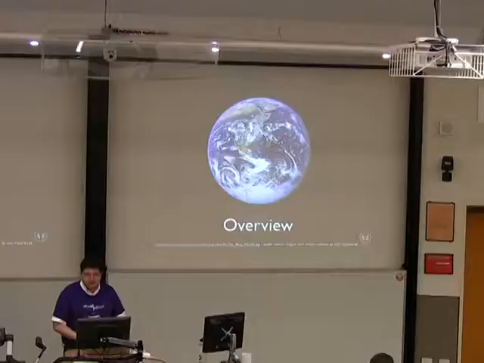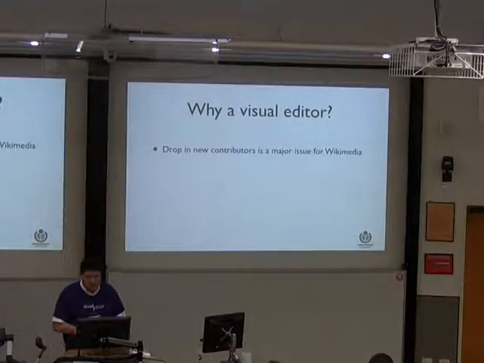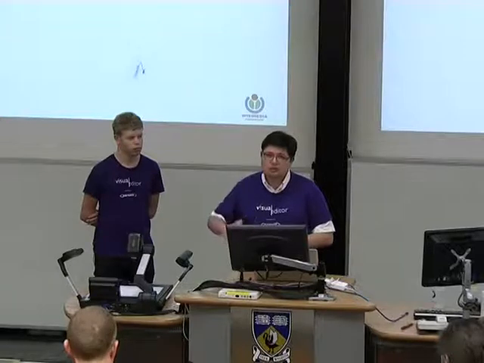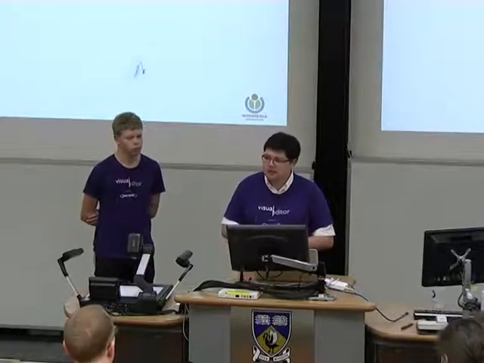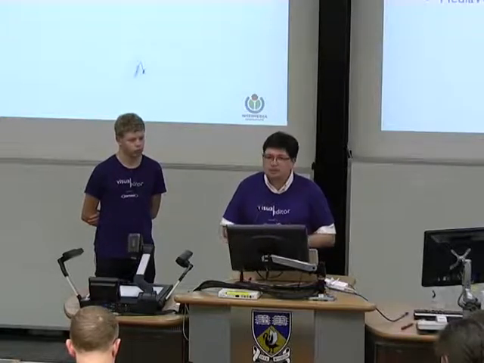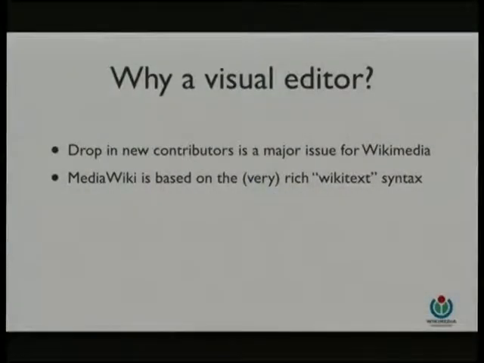So a brief overview, why on earth are we building a visual editor? Well, frankly, the big issue that we are facing on Wikipedia and other Wikimedia properties is that there's been a massive drop-off in the number of users who are editing. Long-term contributors less so, but short-term one-off contributors has fallen quite substantially since about 2007. This is a really major issue because, of course, the people who volunteer to write Wikipedia are the reason Wikipedia grows and the reason Wikipedia is liked.